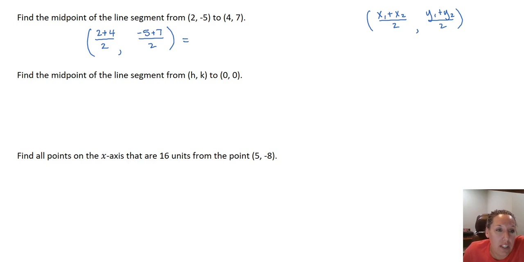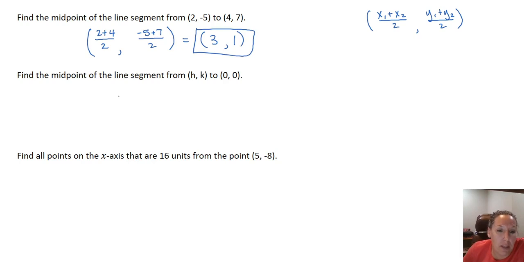All right, simplifying this, 2 plus 4 gives us 6, divided by 2 is 3, is going to be our x coordinate, and then -5 plus 7 is going to be a 2, divided by 2 is 1. So the midpoint is the point 3, 1.